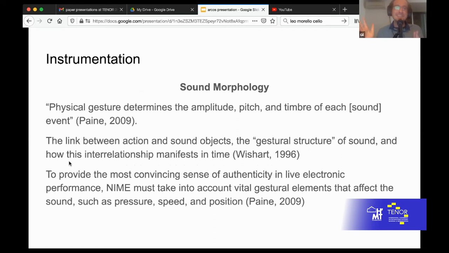So normally in a traditional action-based score, there's a presupposed relationship between gesture and sound. The composer that writes an action knows exactly how it's going to manifest in sound. And Gottfried says that physical gesture determines the amplitude, pitch, and timbre of each sound event.